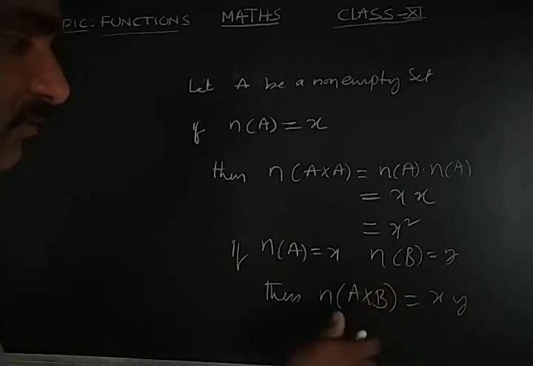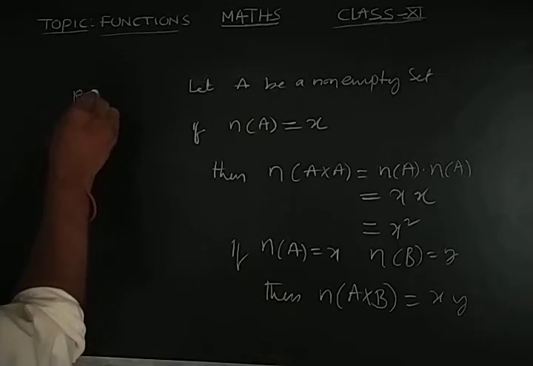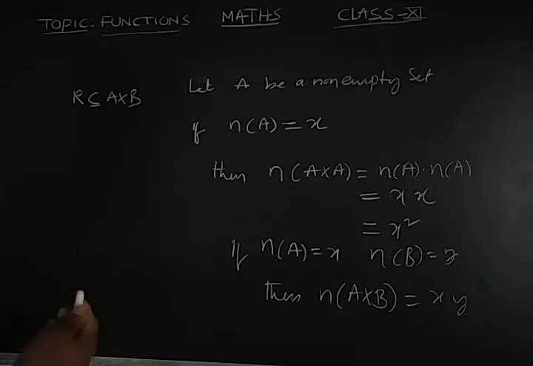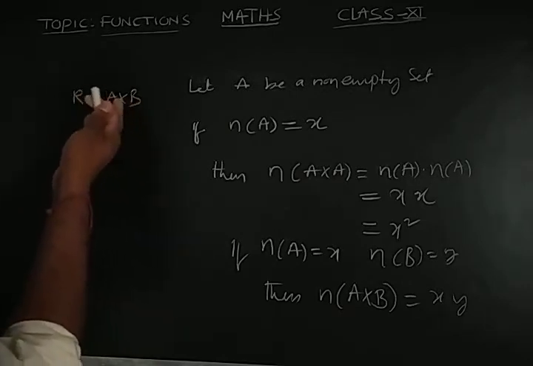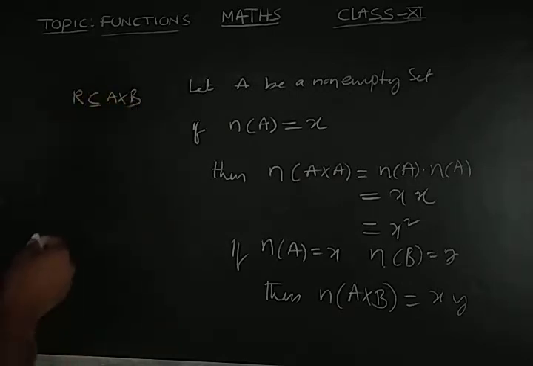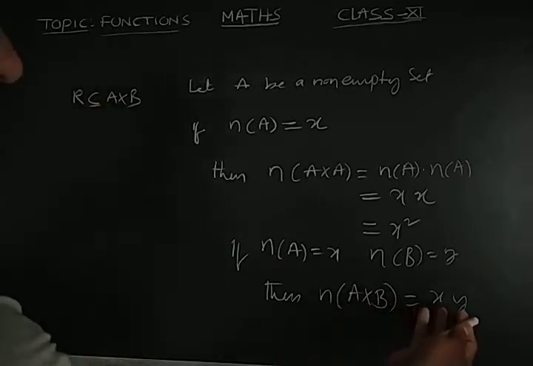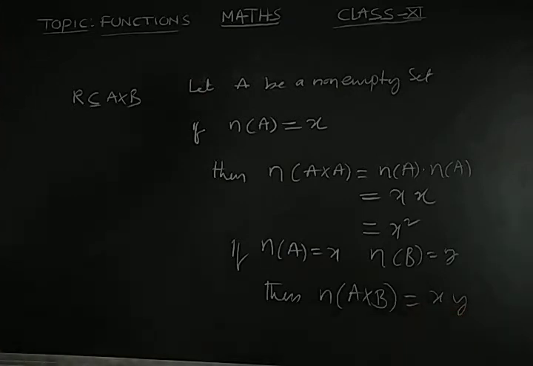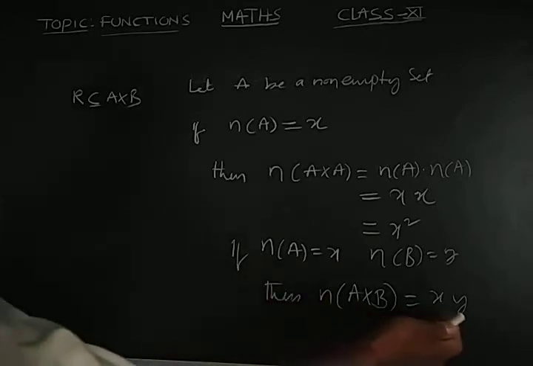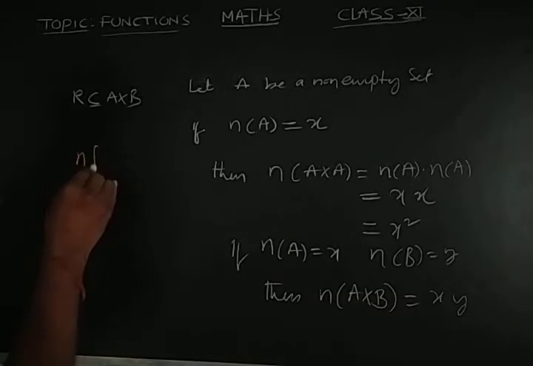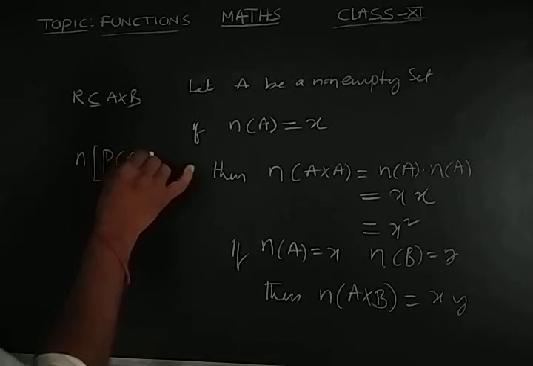If you take any subset of A cross B, suppose I am taking one subset R of A cross B, then this subset is known as a relation. Any subset of A cross B is a relation. So how many subsets are possible for A cross B? We know the number of elements in A cross B, so we can write the number of possible subsets. Possible subsets means the power set of A cross B.